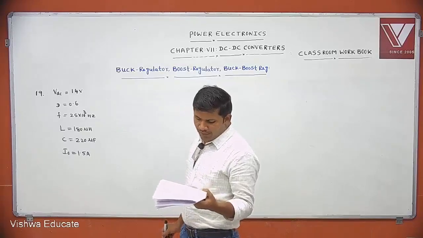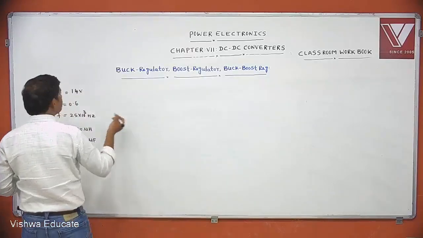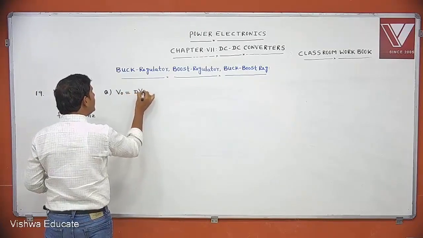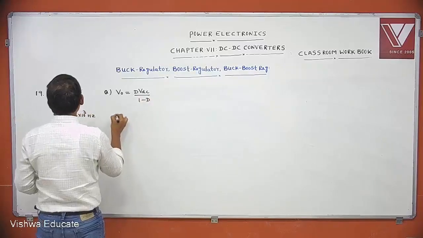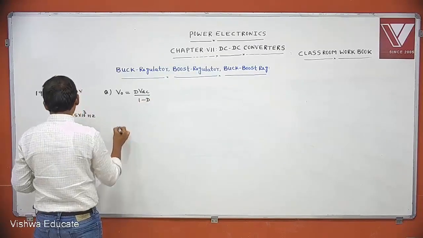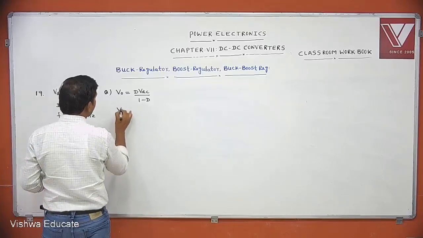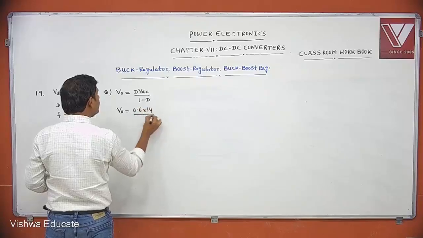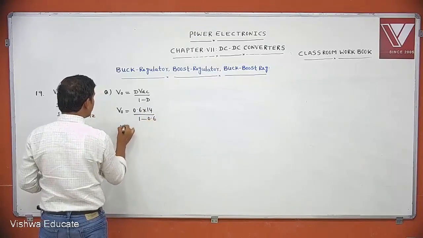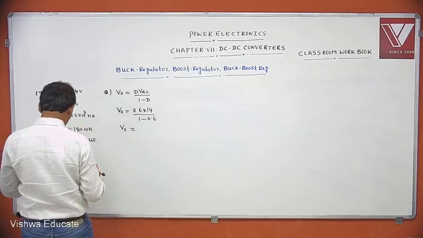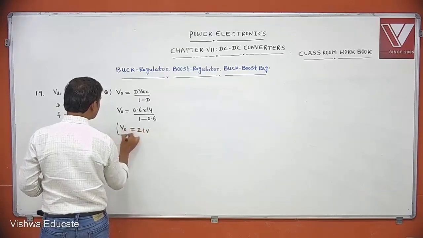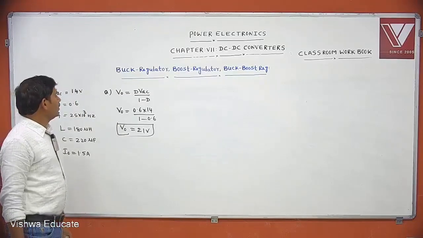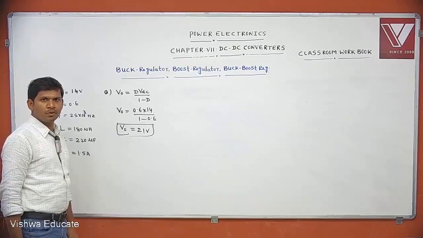First one, the average output voltage is to be calculated. Given is a buck boost converter, so the output is VDC by 1 minus D. We calculate the average output voltage. V naught equals duty cycle, how much is it given, 0.6, 14 by 1 minus 0.6. By simplifying this, V naught you can get 21 volts.